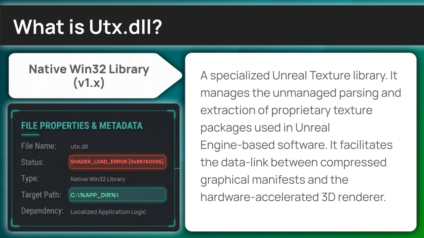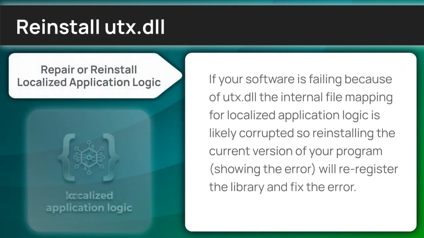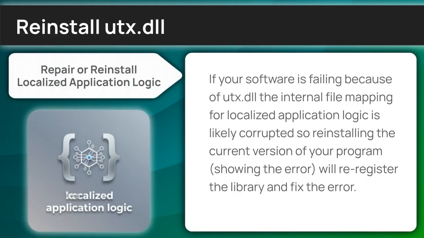Knowing the file's purpose is helpful, but now we need to physically restore it. If your software is failing because of UTX Library DLL, the internal file mapping for localized application logic is likely corrupted, so reinstalling the current version of your program, showing the error, will re-register the library and fix the error.